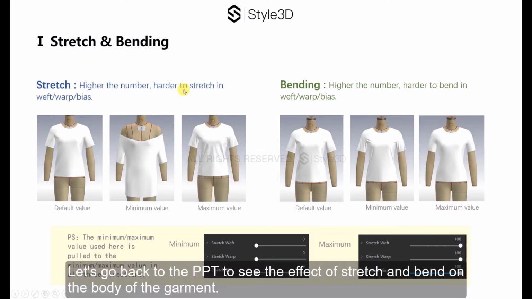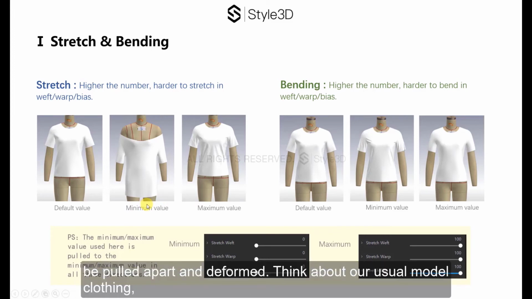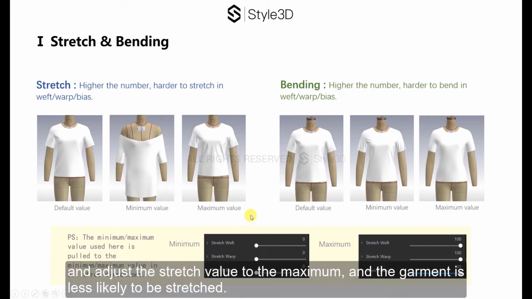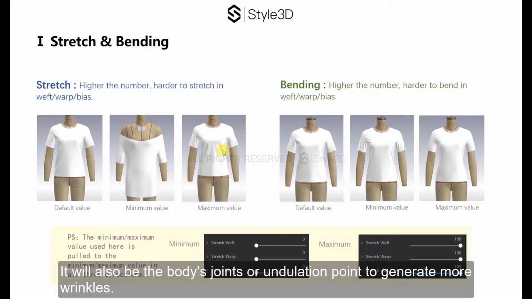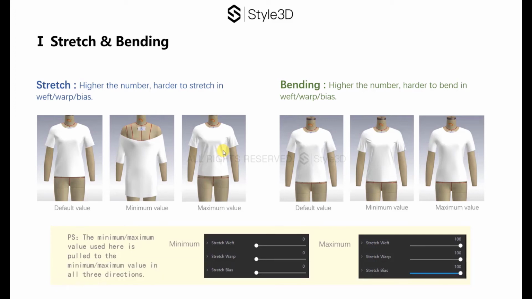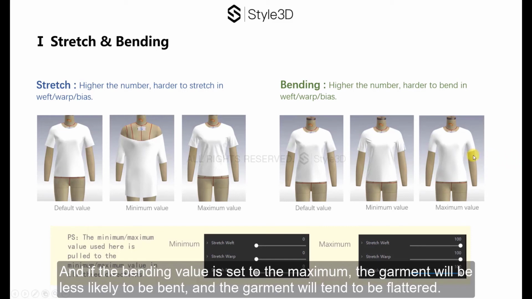Let's go back to the PPT to see the effect of stretch and bend on the body of the garment. Minimize the stretch value, the garment will be more likely to be pulled apart and deformed. Think about our usual modal clothing. And adjust the stretch value to the maximum, and the garment is less likely to be stretched. It will also be the body's joints or undulation points that generate more wrinkles. If the bending value is set to the minimum, the garment will generate more fragmented wrinkles, and if the bending value is set to the maximum, the garment will be less likely to be bent, and the garment will tend to be flatter.